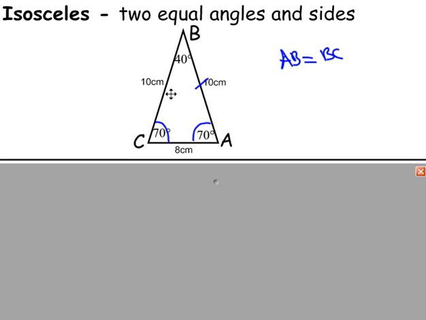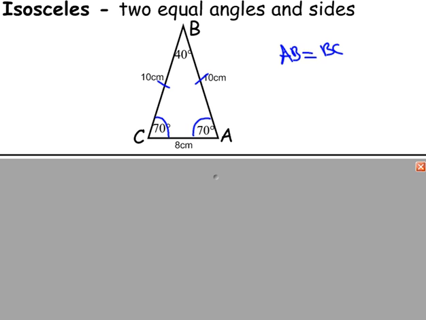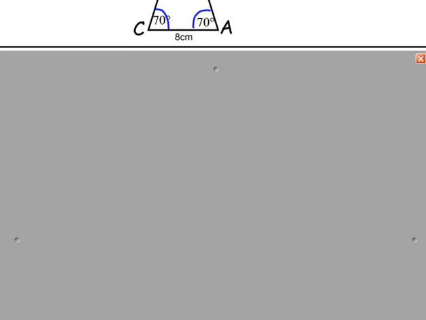This side is equal to this side. And with these marks, you're indicating that these sides are equal to each other. And with these little arches here, you're indicating that these angles are equal to each other. Okay, let's look at another classification.